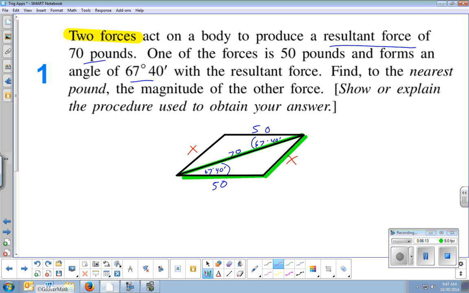No. So this is clearly a law of cosines question now, and there are three sides involved in one angle, and so that's it. The side that I want is the one opposite the angle I'm using, so that's how we're going to go about this. And so that would be that side squared equals your other two sides squared, so 50 squared plus 70 squared minus 2 times 50 times 70, and then also times cosine of 67 degrees 40 minutes.